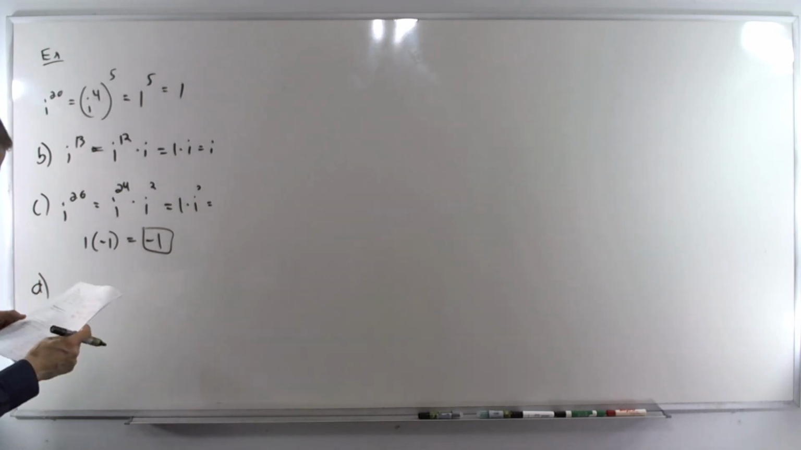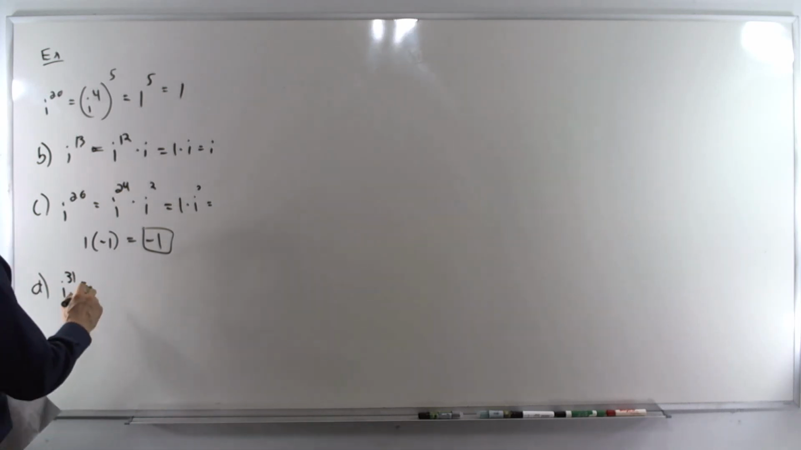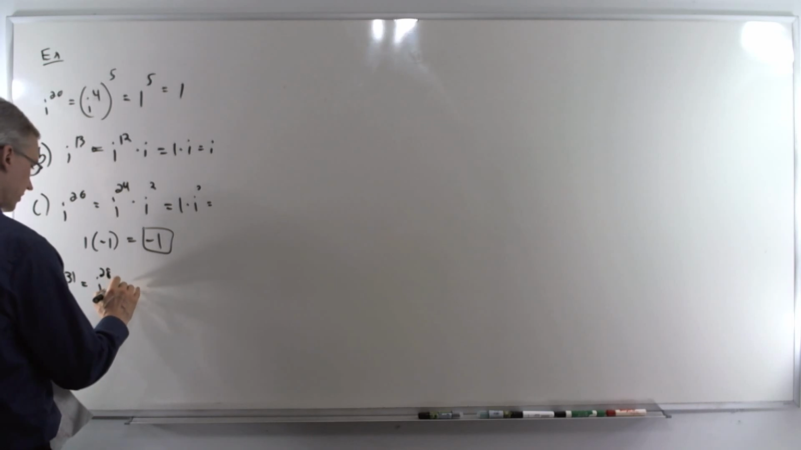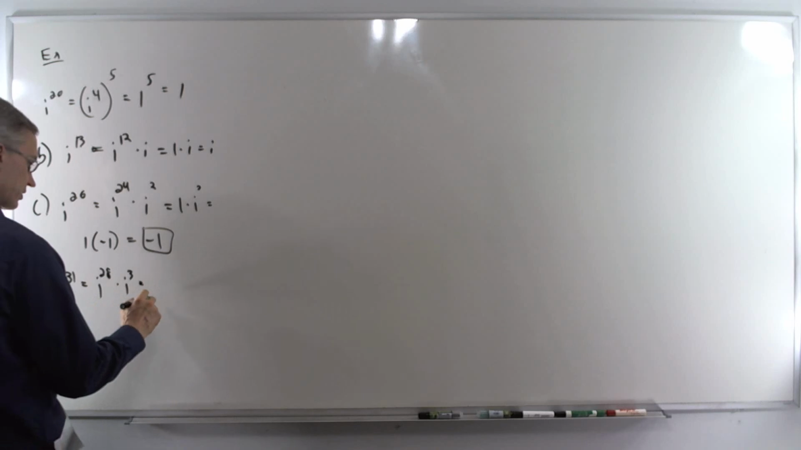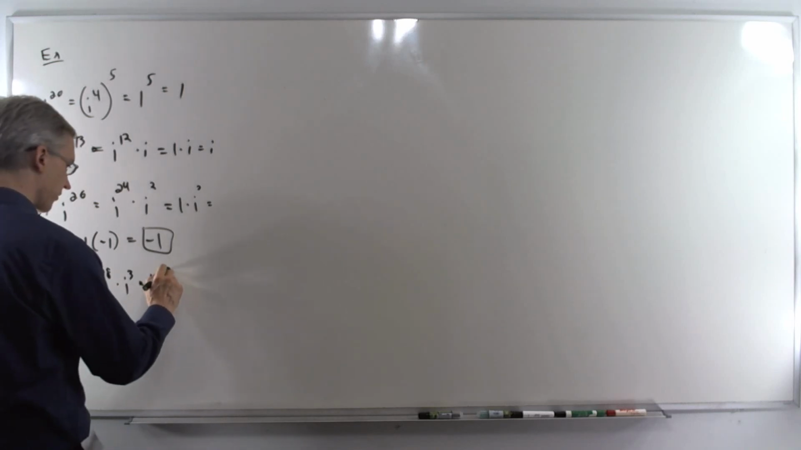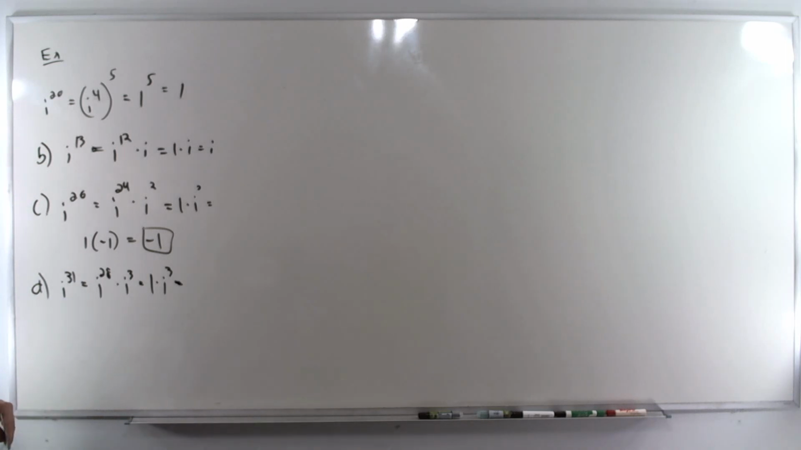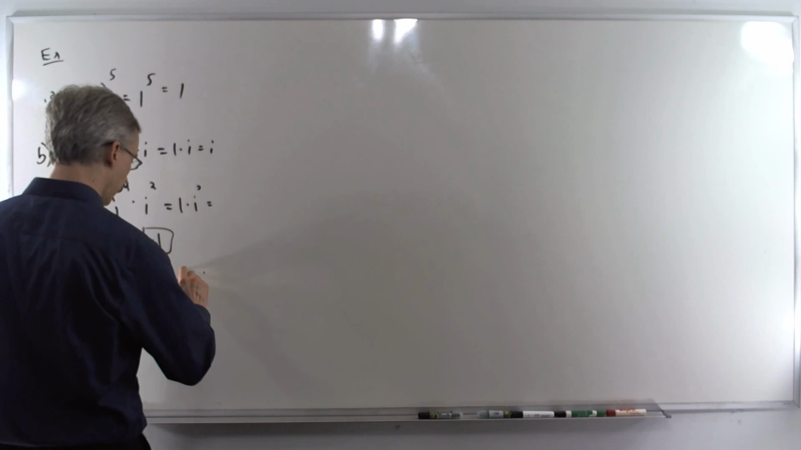And then part D, i to the 31. We'll break that up into i to the 28th times i to the 3rd. 28 is a multiple of 4, so that's 1. So 1 times i to the 3rd power. And i to the 3rd power, we found, was -i. So this is -i.